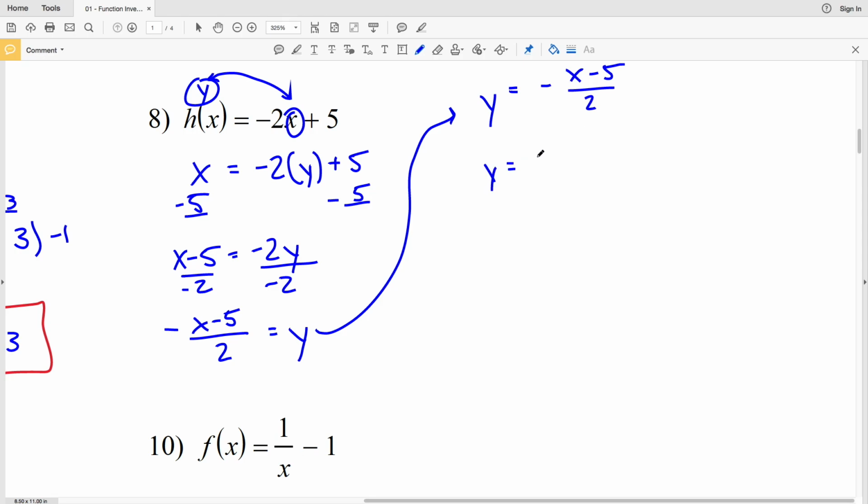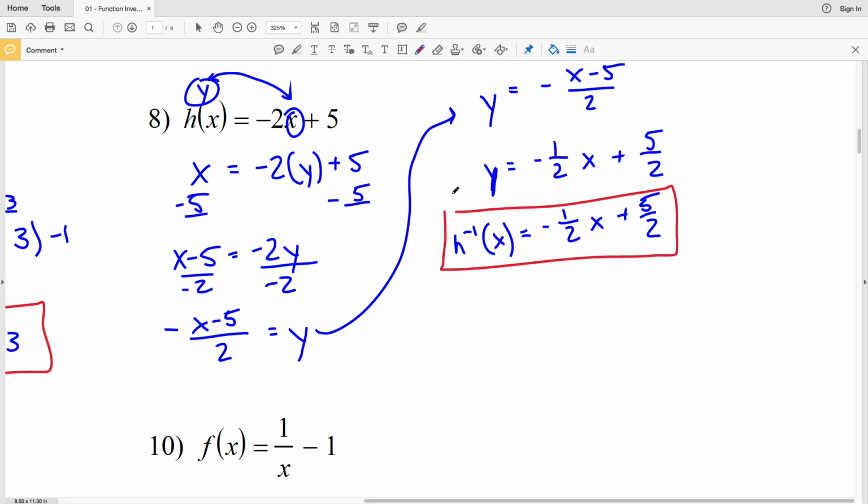So I'll have y equal to negative 1/2 x plus, because this negative is distributed to both the x and the 5, so when we're subtracting a negative, that's the same as adding a positive, and that'll be a positive 5/2. So now I'll just write y back as function notation. So because this function was h of x, we'll now have the inverse of h of x equal to negative 1/2 x plus 5/2. And that is number 8.